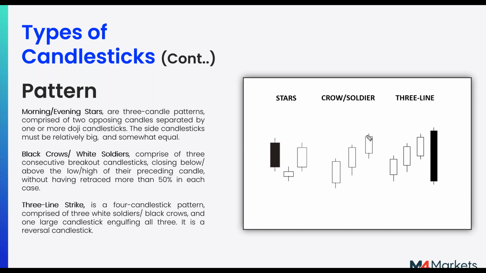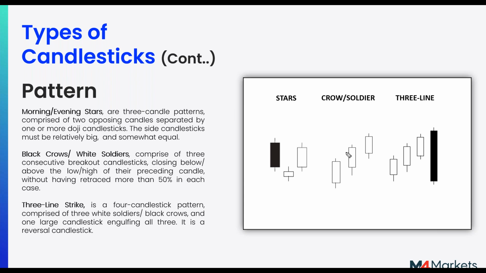To the crowd, I'm sure that this is actually the white shoulder sort of pattern. It's also comprised of 3 candlesticks, but in this case they are all like breakout candlesticks. So you see that we have 3 consecutive moves to the upside.